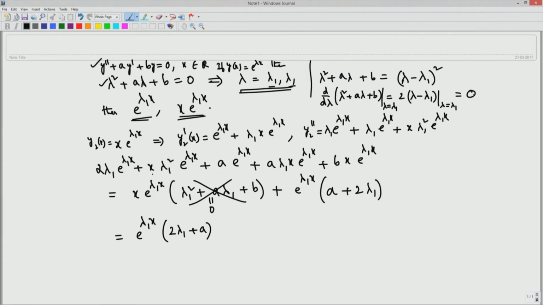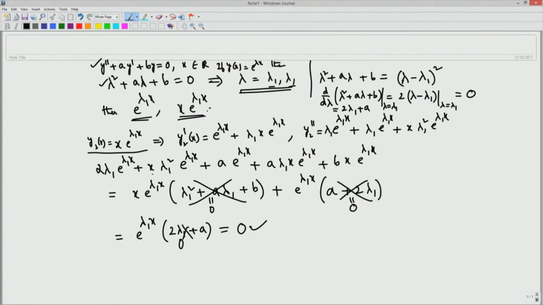So now if you put lambda equal to lambda 1, it is also 0. So you can see that if you differentiate once, the left hand side is actually equal to 2 lambda 1 plus a after putting lambda equal to lambda 1. So this is also 0. Once this is 0, you have simply 0. So you can see that y2 equal to x into e power lambda 1 x is also a solution. So this will be useful.